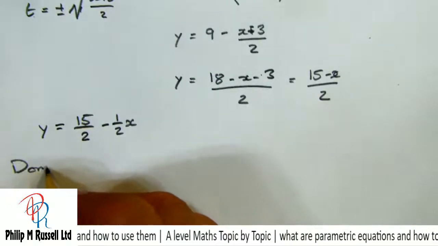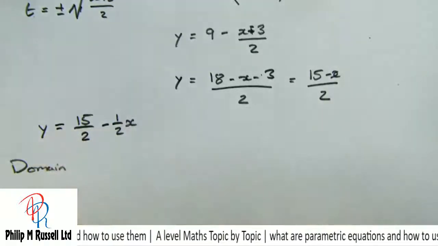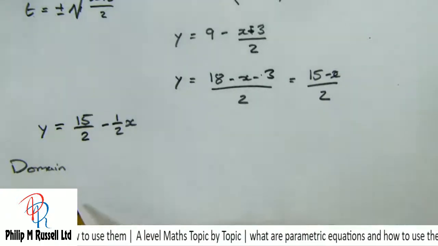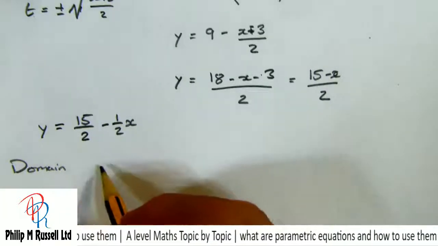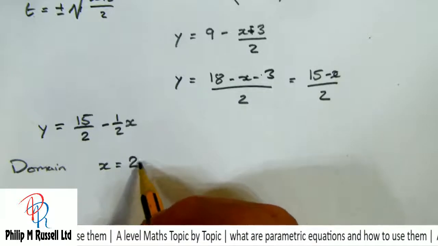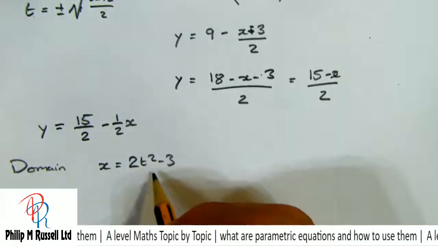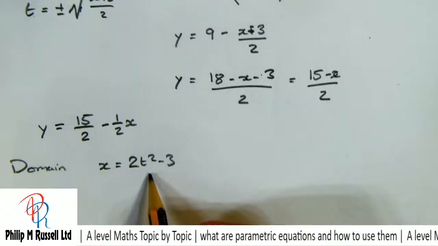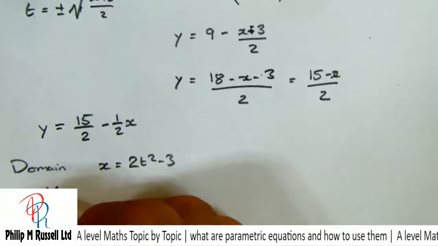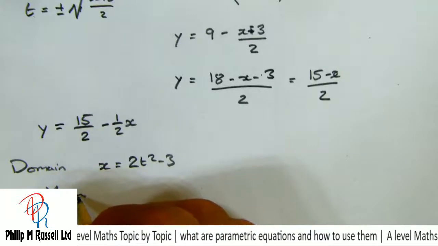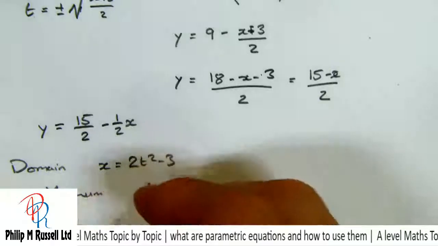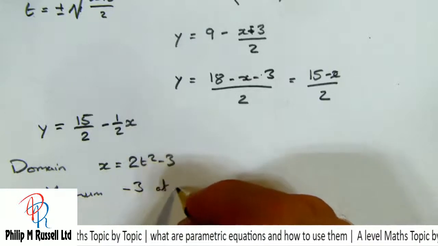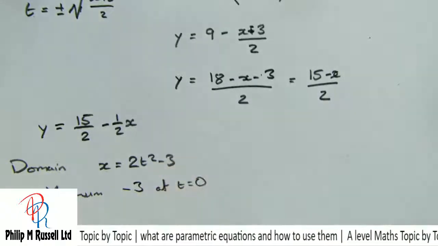What's the domain? What's the range? Let's have a look. Well, if we look at our original equation, we've got x is 2t squared minus 3. This is a quadratic, and I can look at this quadratic and say it's got a minimum of minus 3 at t equals 0.